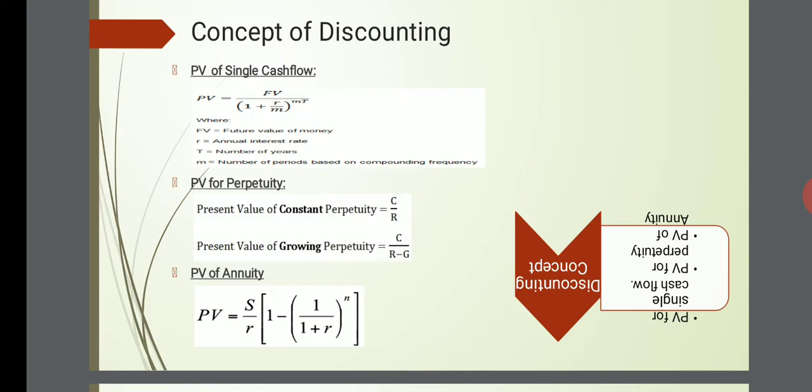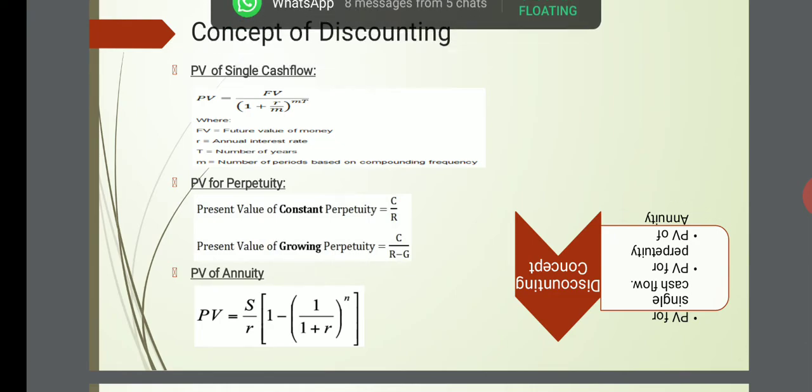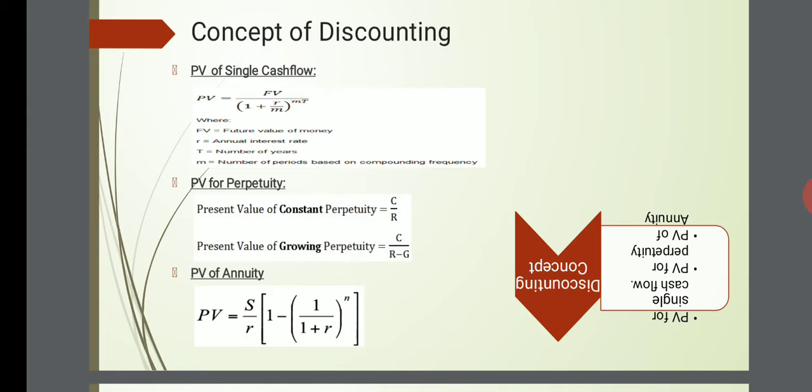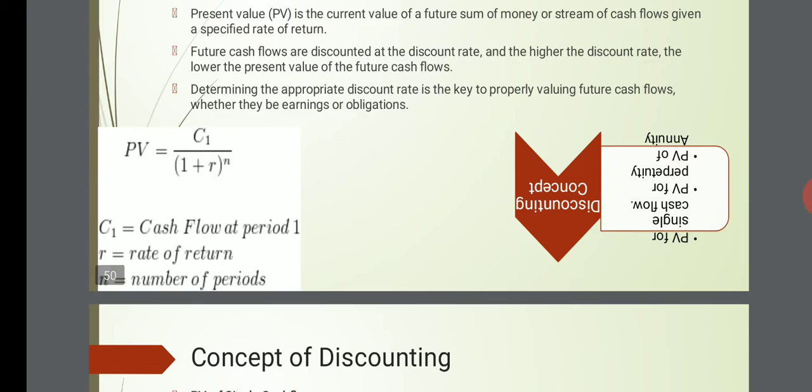For perpetuity, it is simply C by R. And the present value of a growing perpetuity is simply C divided by R minus G. Present value of an annuity is PMT upon R into 1 minus 1 divided by (1 + R)^n. There's no need to remember all these things. You can simply find out the present value by using the concept of discounting with this formula.